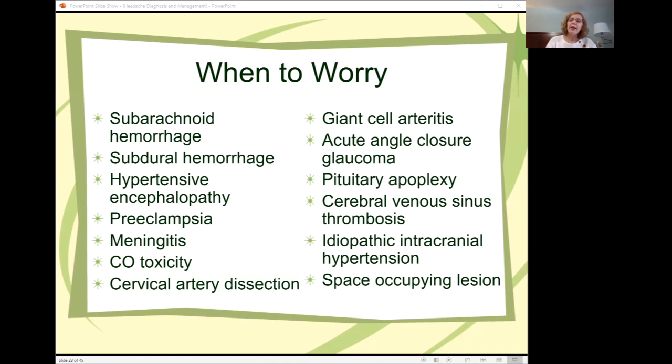I do want to point out that you cannot use the fact that a headache gets better with an analgesic to differentiate between primary and secondary headaches. Many serious headache causes, including subarachnoid hemorrhage and internal carotid artery dissection, have been reported to improve with NSAIDs or anti-migraine medications.